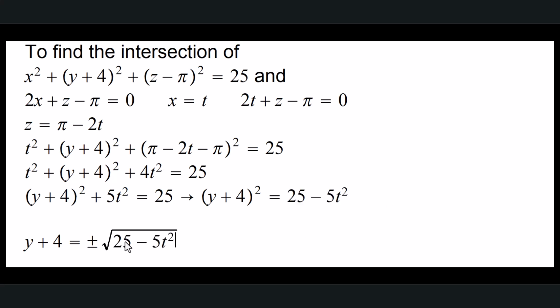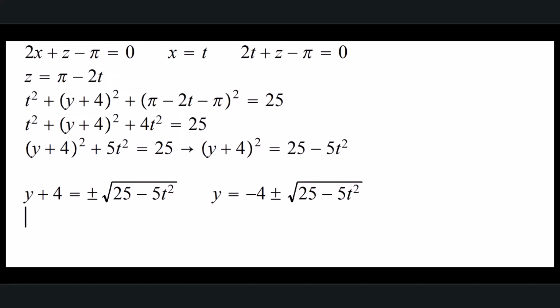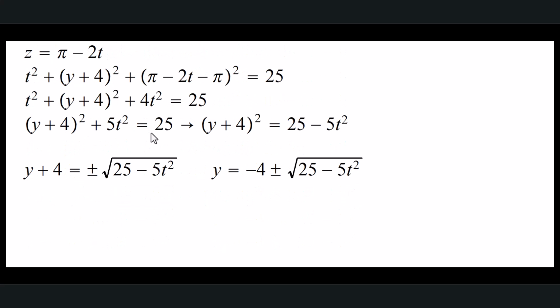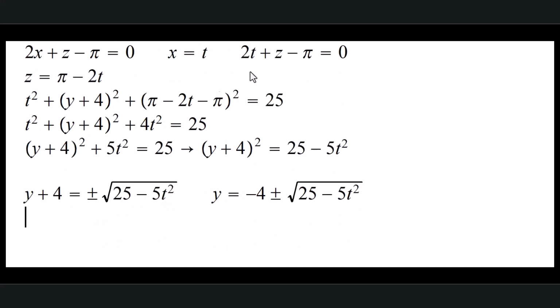So what will y be? Y is going to be negative 4 plus minus this value, the square root of 25 minus t square. So in order to draw the circle, we will have x equals t. So we will just have to have a union of two curves.